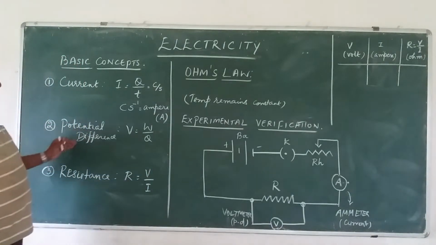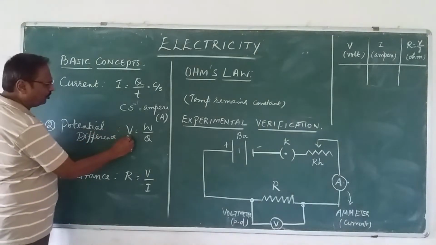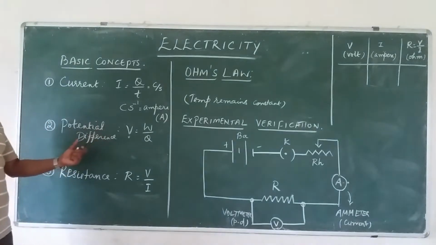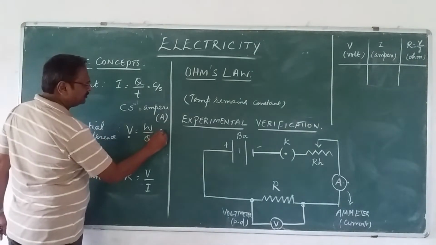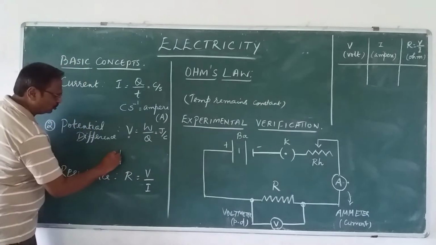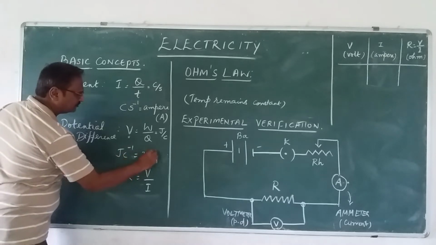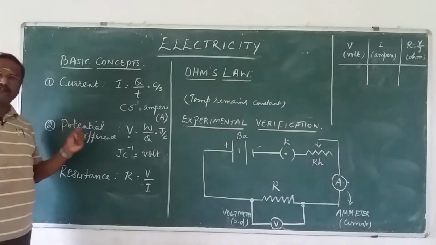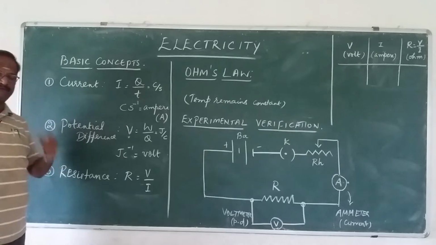Then we moved to potential difference. What is potential difference or voltage in general? It is the work done in moving the charge. Work done is joule and the charge is coulomb, and joule per coulomb is referred to as volt. The potential difference or voltage is provided by a cell or a group of cells.